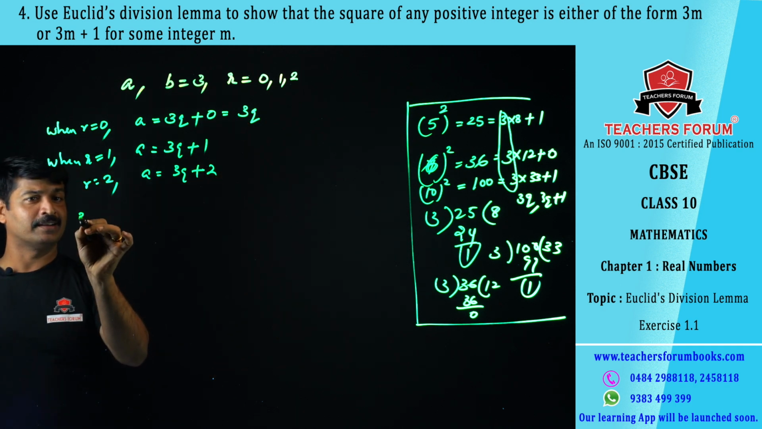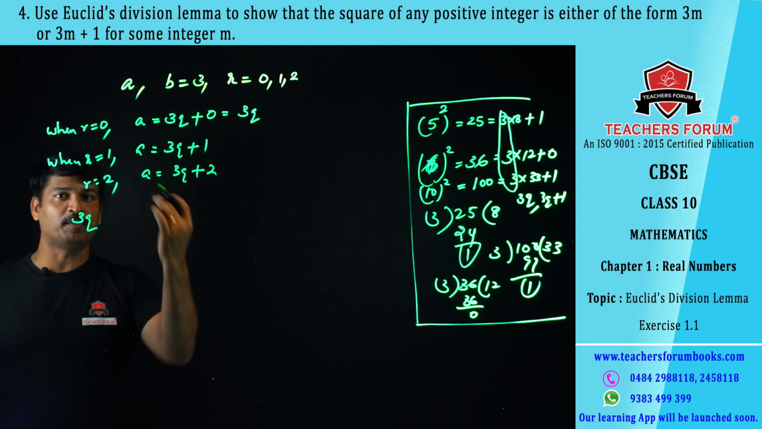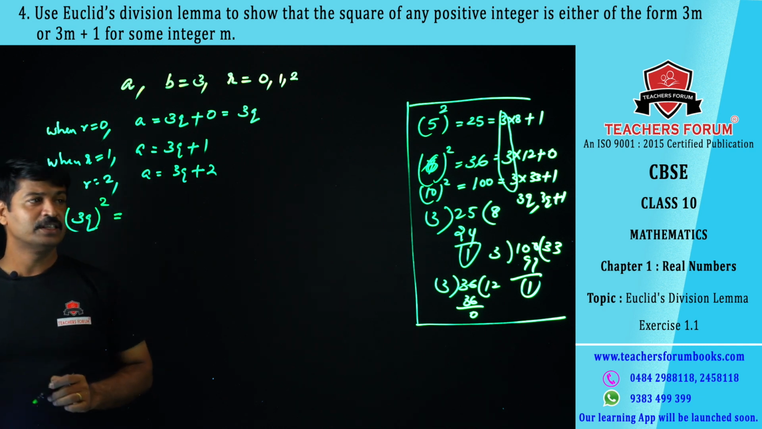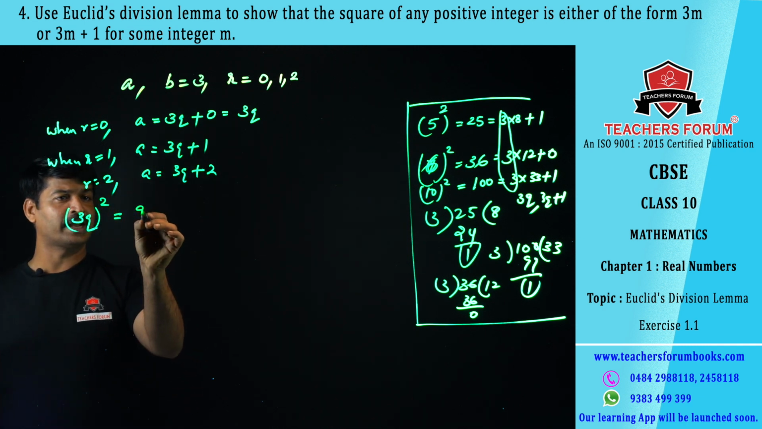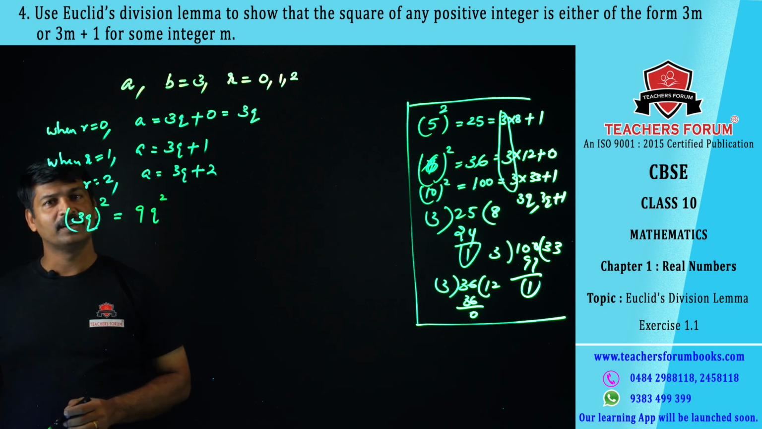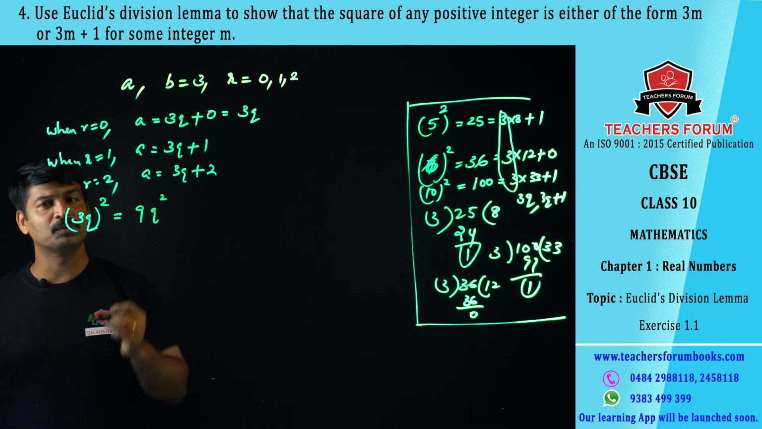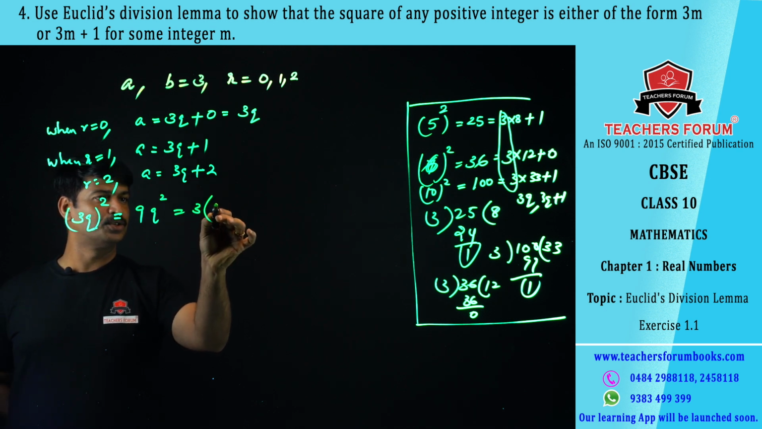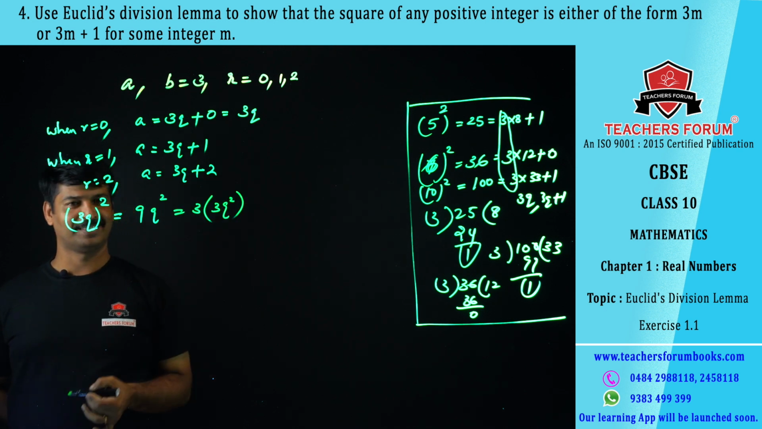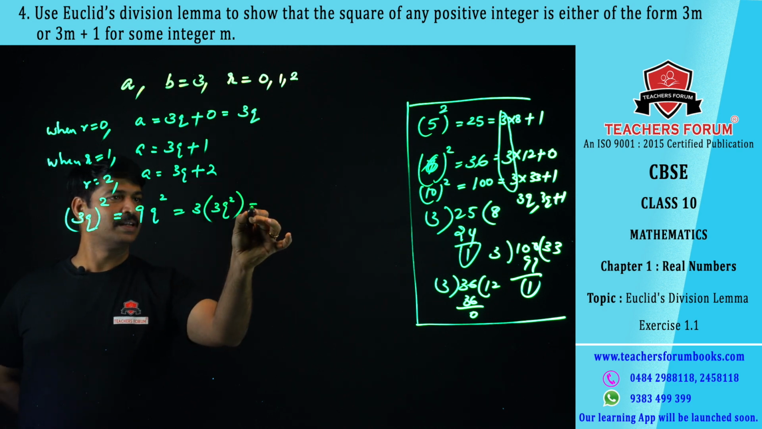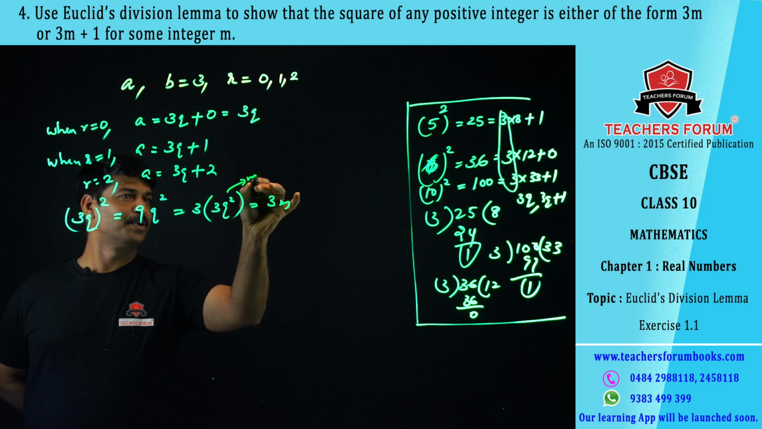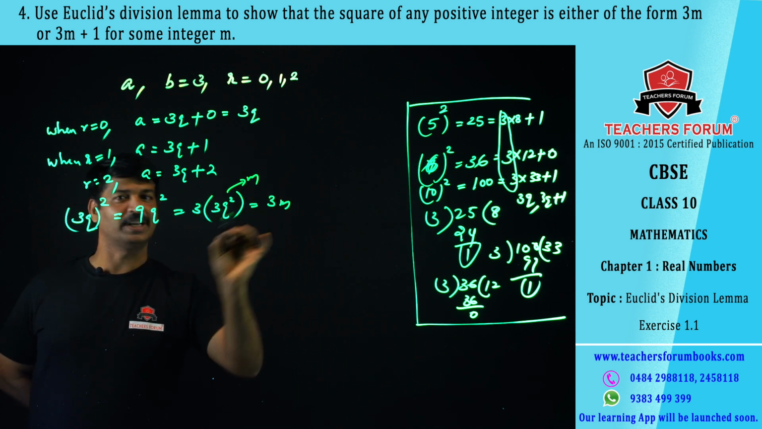Now, let us find the square of the positive integer. That is 3q square. How can you write it? 3q square is equal to 9q square. You can divide 9q square by 3, then you can write it as 3 into 3q square. That is of the form 3m. What is m here? This is m. So it is of the form 3m.